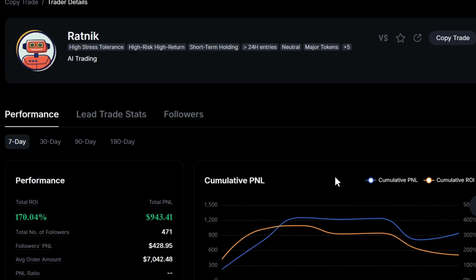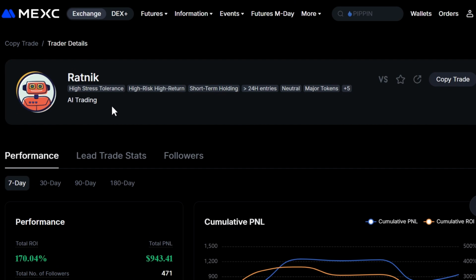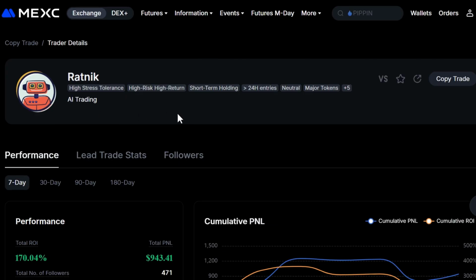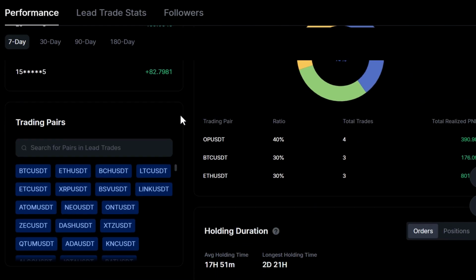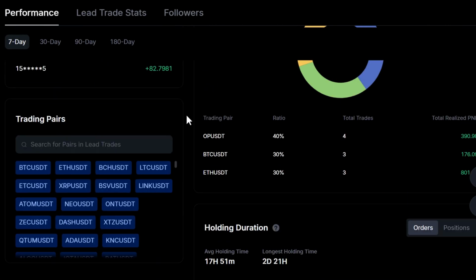Trader description. Some traders actually explain their strategy here, which can give you good insight into how they trade. Take your time here and check carefully the statistics and what kind of trader you're copying, since you're trusting this person with your money.